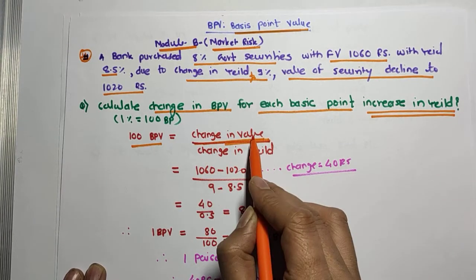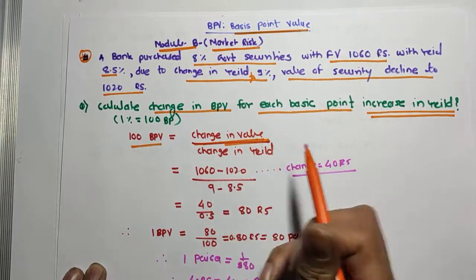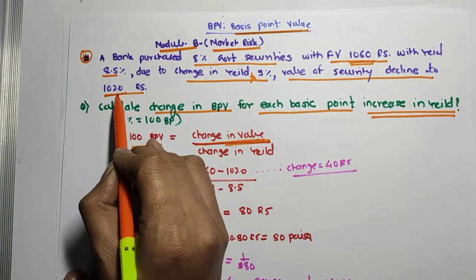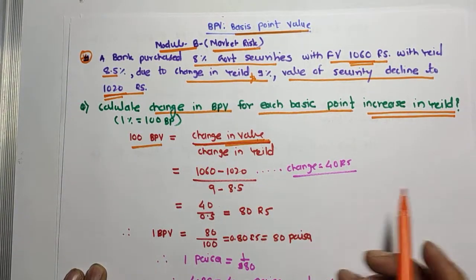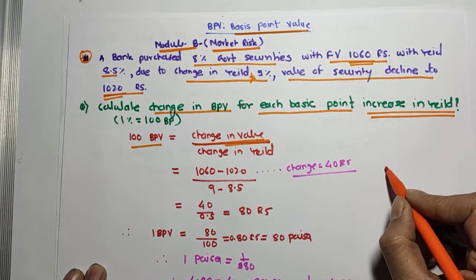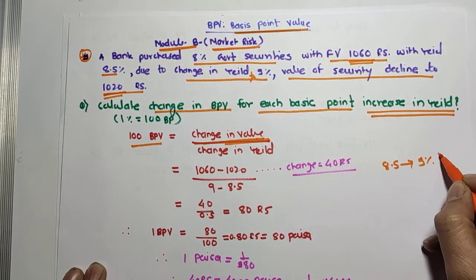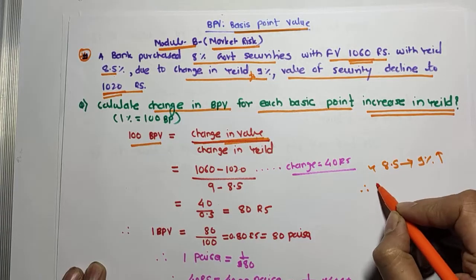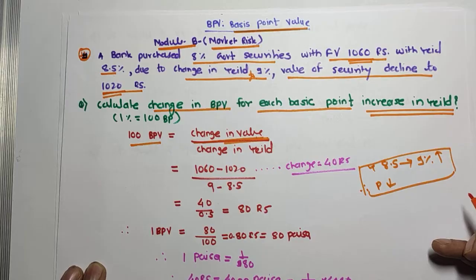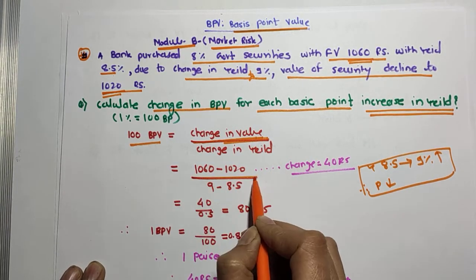So what is the change in value? See friends, for 100 basis points, what is the change in value? It is changing from 1060 to 1020. That means it is declining, right? Remember, when the yield is increasing, from 8.5% to 9%, that means yield is increasing, therefore price is decreasing, because they are inversely proportional. So the change in value or price is 1060 to 1020.